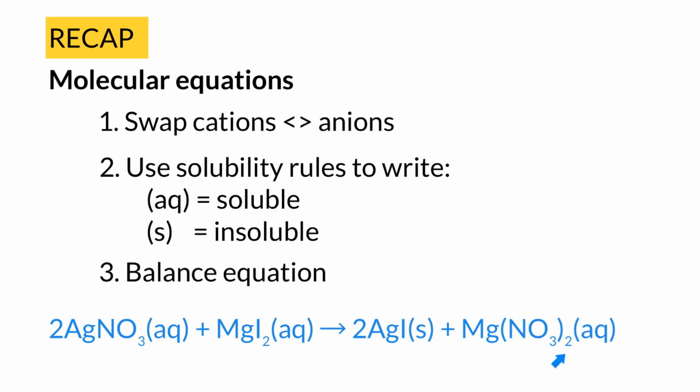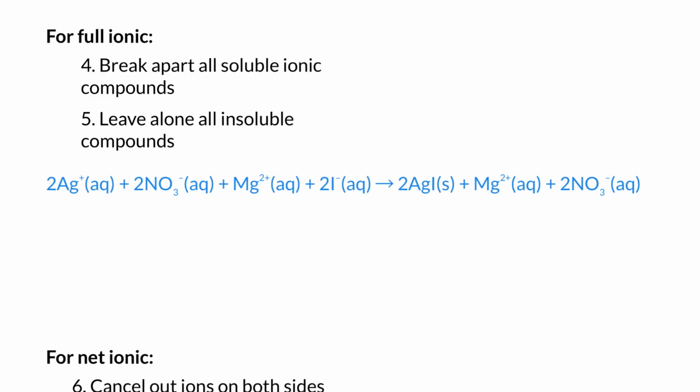From the charges, we write the formulas. Since nitrate's -1, we need 2 of them to cancel the charge on a 2+ magnesium. We use the solubility rules, so silver iodide: iodides are generally soluble, but silver is an exception. So we write an S there for insoluble or precipitate. And then nitrates are all soluble with no exceptions, so that's why we write AQ down below.